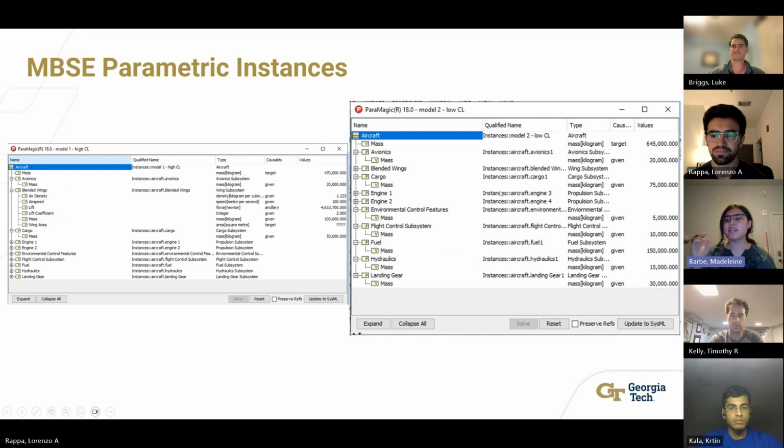We were able to complete two parametric instances. The one on the right calculates what happens if you have a low coefficient of lift for our wings, and the item on the left shows us what happens if you have a high coefficient of lift. From the left information, we were able to figure out that with a higher coefficient of lift, we were able to carry more weight and sustain a higher flight time. Next slide.